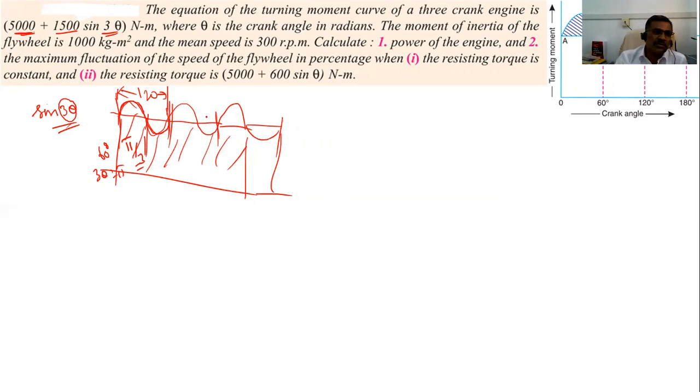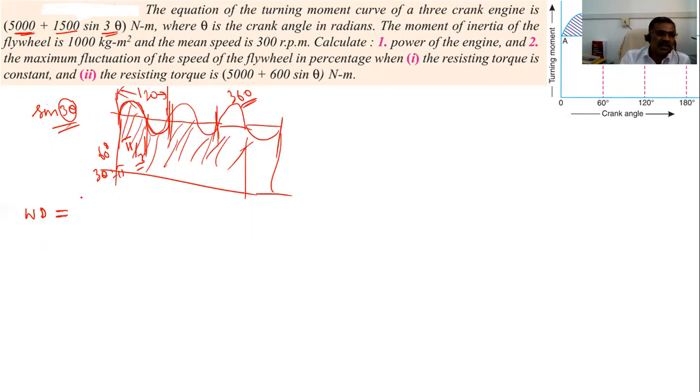This is 120 degrees, this is 120 degrees, this is 120 degrees, meaning totally 360 degrees. So three cycles. So we are going to calculate work done for three cycles. How to calculate work done for this cycle? The area under the curve you have to calculate. That is the work done. So how to calculate the area under the curve?